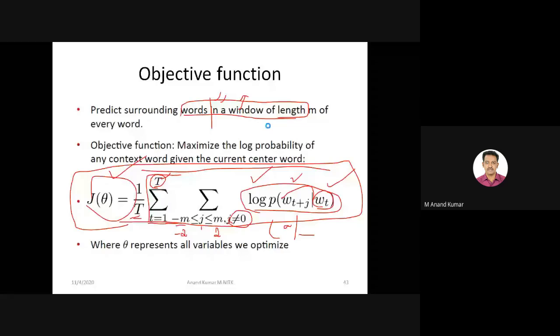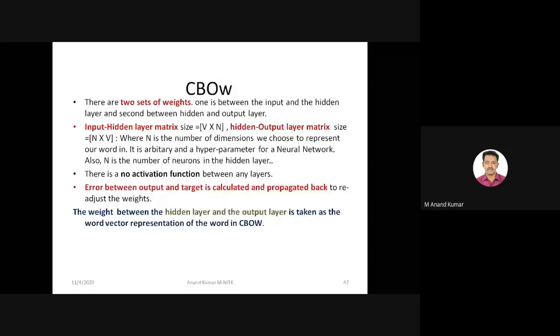Again, I'm having one more example. Whatever I'm explaining, the theory is given here. Anyway, I'll share the slides. The important thing is there is no activation function between any layers. As I said, this is a simple neural network model. It's a shallow network model, not a deep model. Whatever error we are calculating between the output and the target is propagated back to the model to adjust the weights. We'll see how it does that.